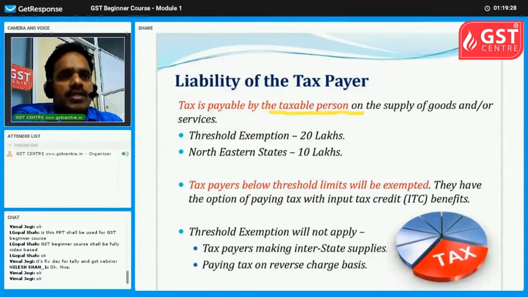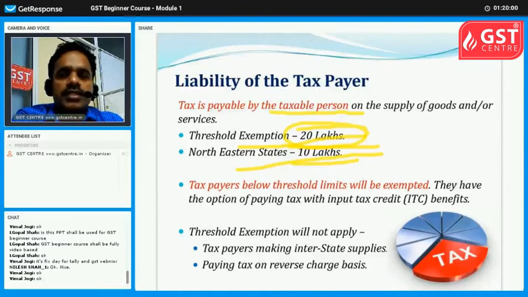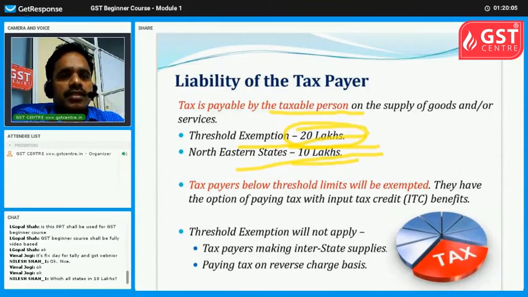Taxable person means the person who has registered under the GST. And there are 2 levels for normal business persons: 20 lakhs and 10 lakhs. 2 levels means for some states it is 20 lakhs and for some states it is 10 lakhs. For all normal states except northeastern states, it is 20 lakhs. When they cross 20 lakhs, they have to get registered, collect tax and pay it to the government. And for northeastern states, it will be 10 lakhs.